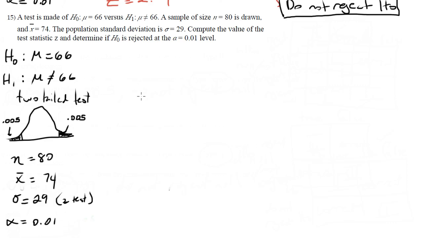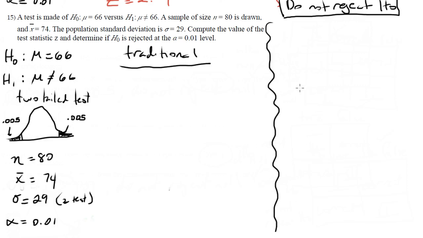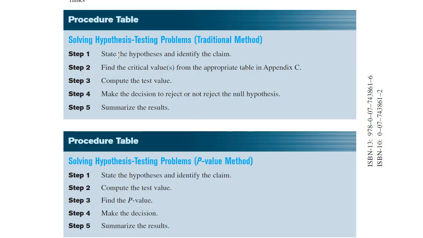Okay. So again, the first method, the traditional method as it's called in your book. So we've got the traditional method, and we'll also do the p-value. Either or, you choose which one you like. So we've got the first step of each method down. State the hypotheses, identify the claim. So the second step in the traditional method, find the critical values from the appropriate table.